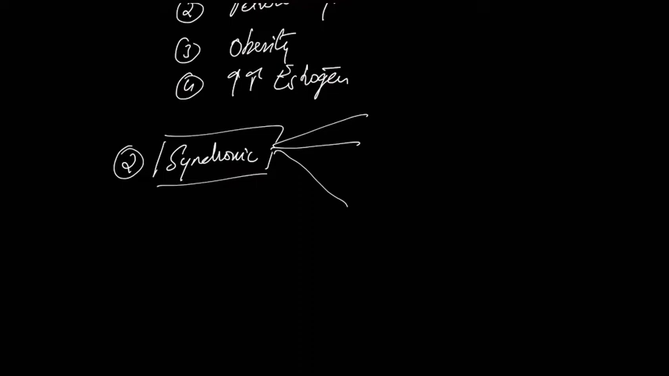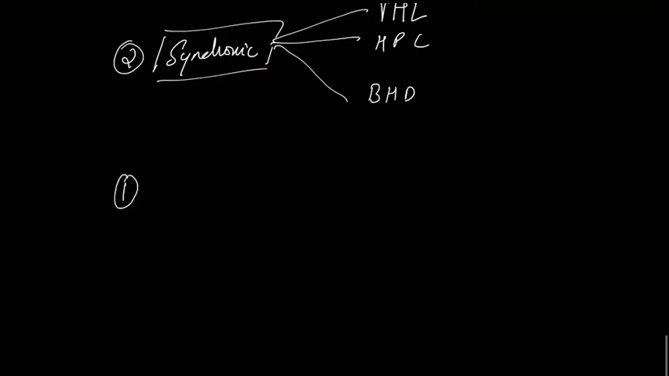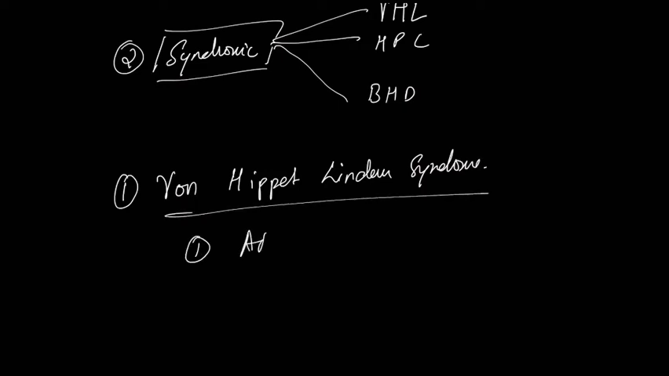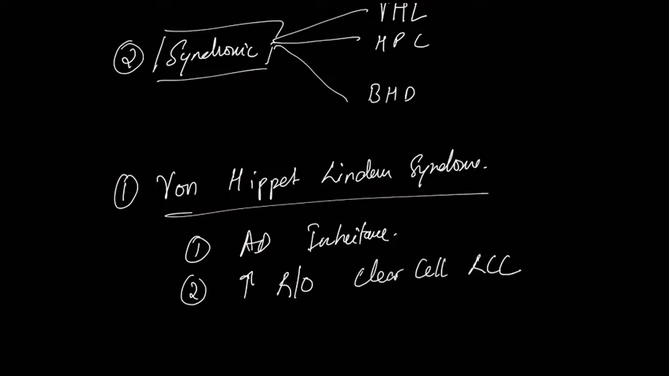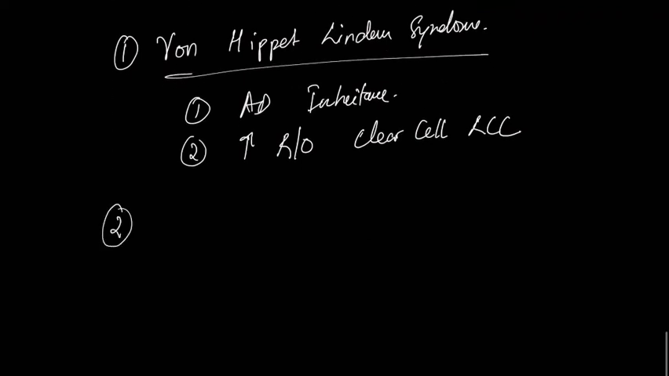All right, the first being your von Hippel-Lindau disease. The second is your hereditary papillary carcinoma, and third is your Birt-Hogg-Dubé syndrome. All right, so let's first start with your von Hippel-Lindau syndrome. All right, so this is an autosomal dominant inheritance, and this condition increases the risk of clear cell RCC.